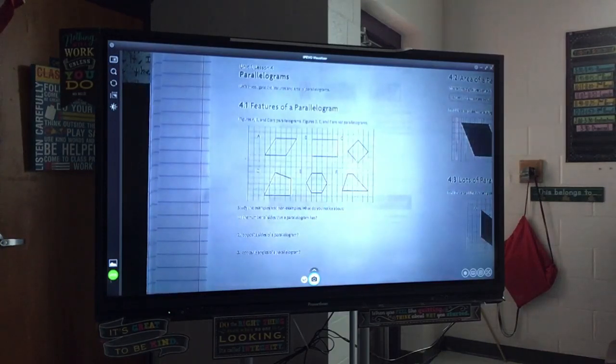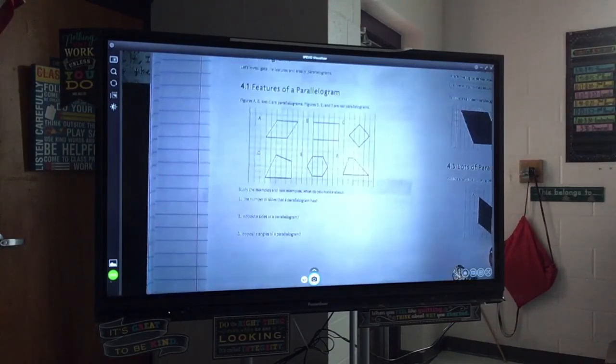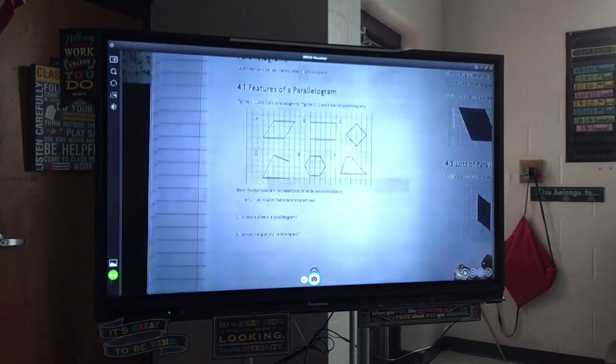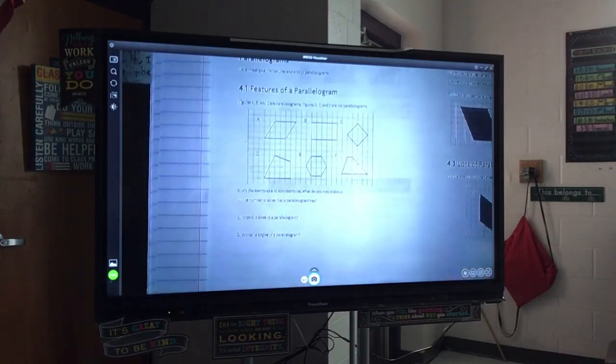Okay, so it says figures A, B, and C are parallelograms. Figures D, E, and F are not parallelograms. So you have 3 questions that you are going to be answering. It says study the examples and non-examples. What do you notice about 1, the number of sides that a parallelogram has, 2, the opposite sides of a parallelogram, and 3, the opposite angles of a parallelogram. So I'm going to give you 2 minutes. Answer these questions, and then we'll go over them together.